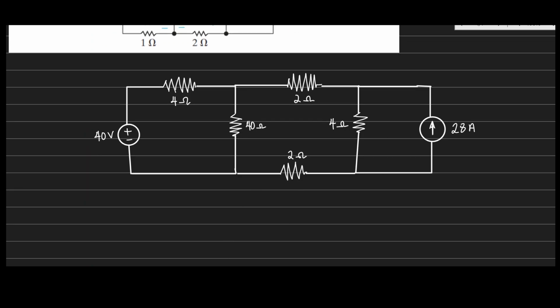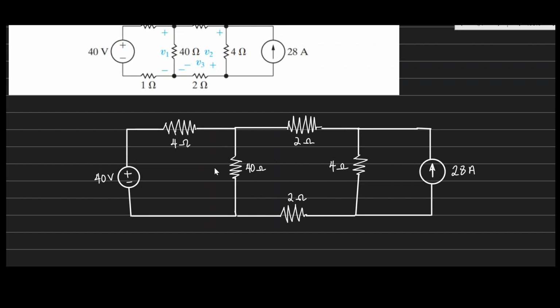Okay, now we have to find these voltages. So we have the voltage here, which is V1. We have to find this voltage across the 4 ohm resistor. It's called V1. We also have the voltage across the 4 ohm resistor, this one is called V2, right? And then another voltage across the 2 ohm resistor is called V3.